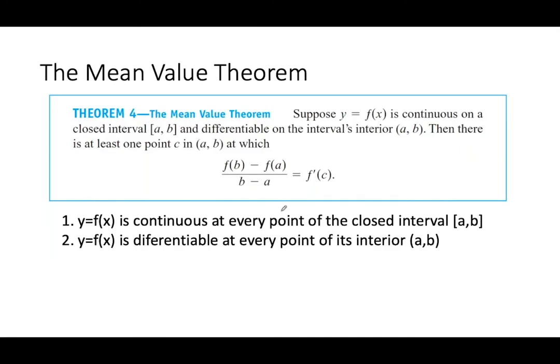The mean value theorem says that suppose y equals f of x is continuous on a closed interval [a, b] and differentiable on the interior of the interval (a, b). Then there is at least one point c in (a, b) at which f of b minus f of a over b minus a equals f prime c. So it says that f of x is continuous on the closed interval and differentiable on the open interval (a, b). Therefore, we have this formula that we can use to find f prime c in the interval (a, b).